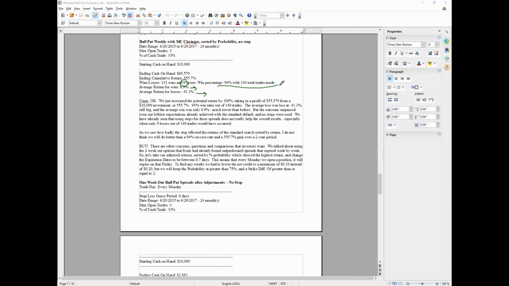But maybe taking an 85% probability with a 9% return as opposed to a 70% probability with a 15% return, it actually had a better track record. This was still with 2-point spreads. This was still going 14 days out in time. Okay? Now, let me scroll down a little bit and show you something else here very quickly.